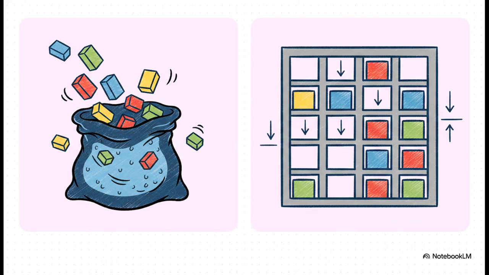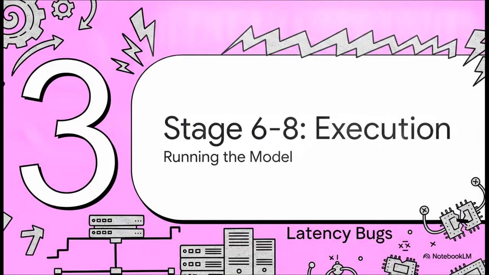It hard-codes exactly which buffers can be reused, sidestepping runtime allocators almost entirely. Okay, we've prepped, we've planned, we've allocated. Now it is time for the climax. Stages 6 through 8, execution. This is exactly where most of your latency bugs actually happen in the wild.